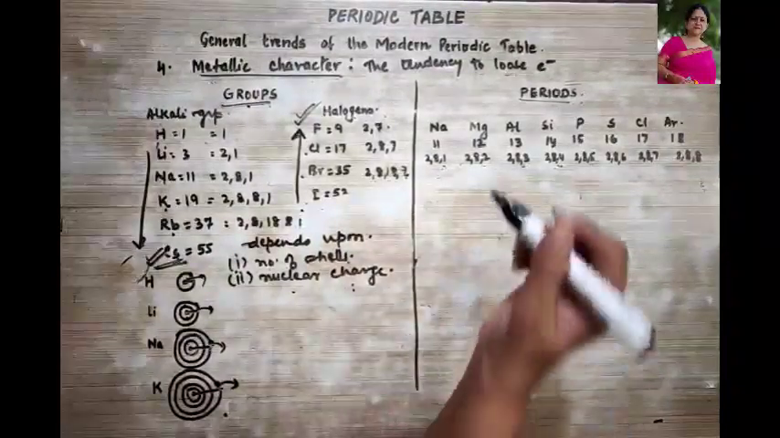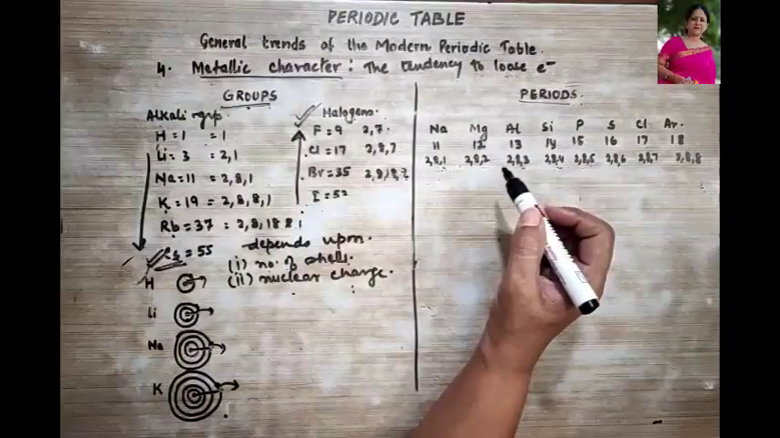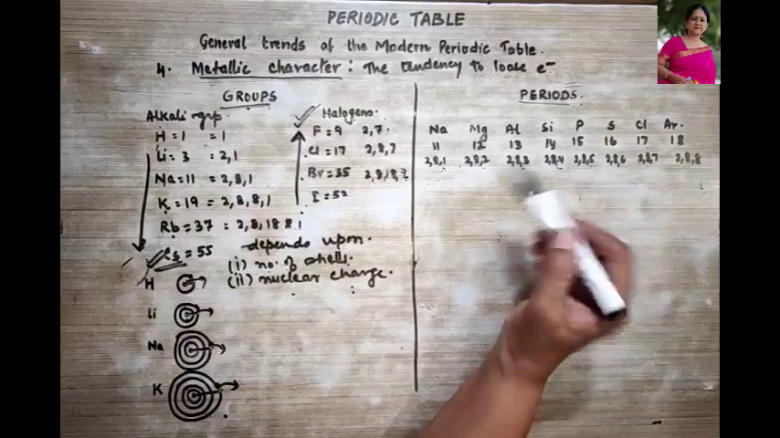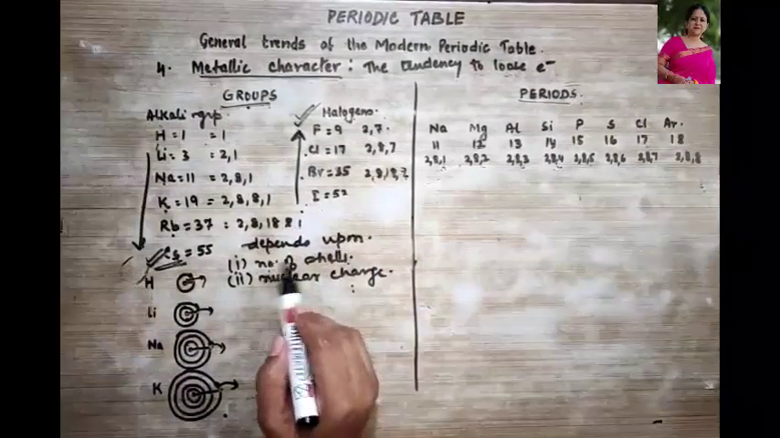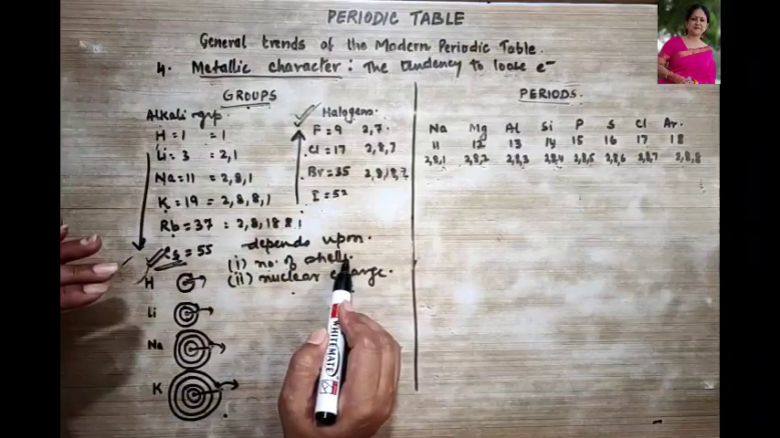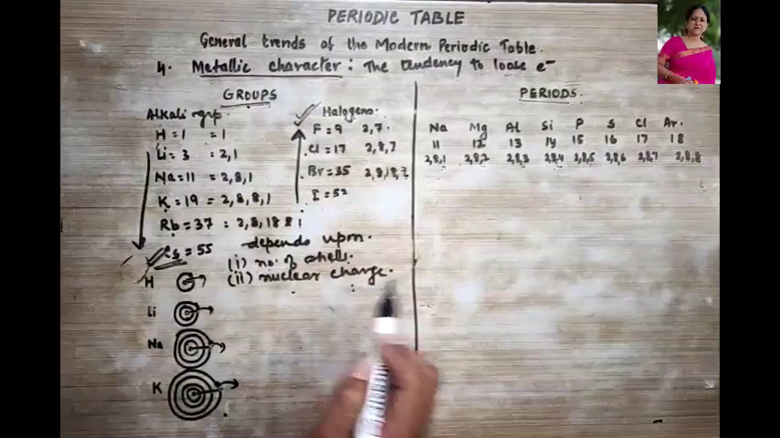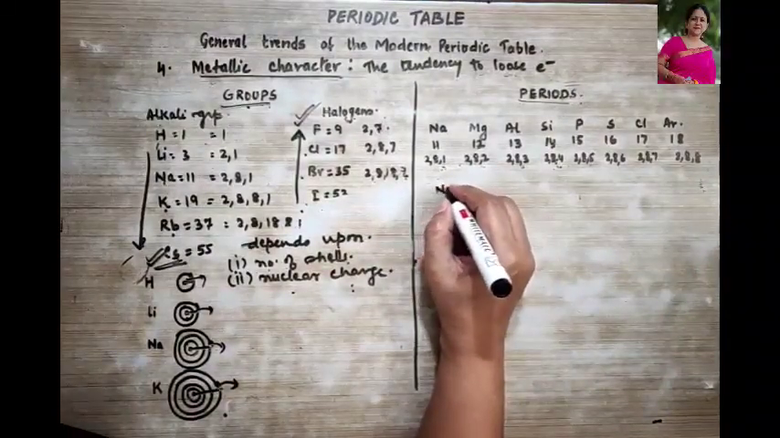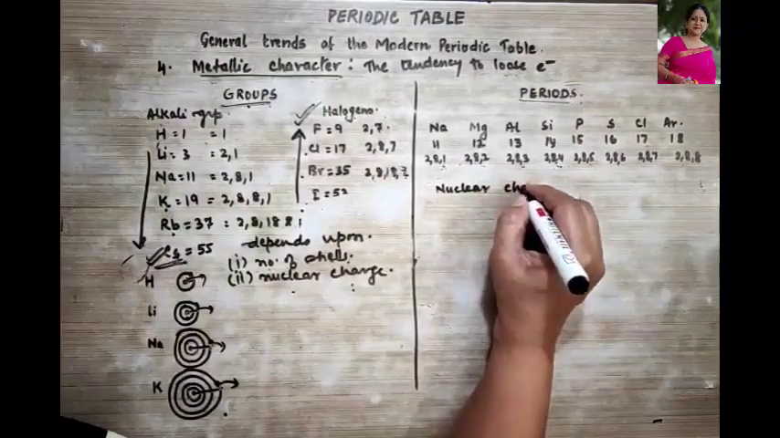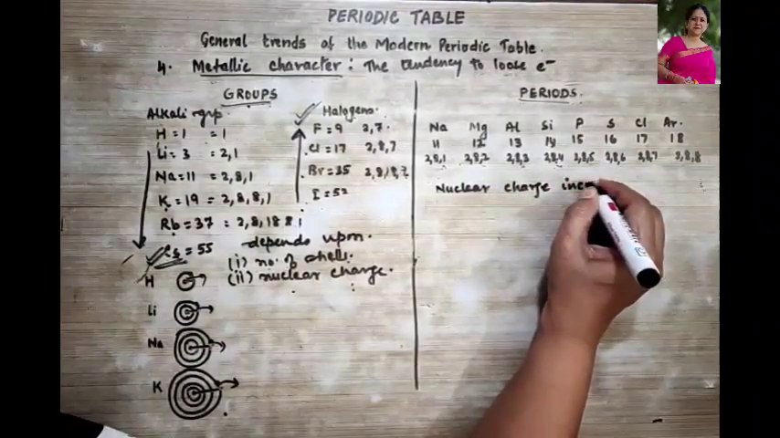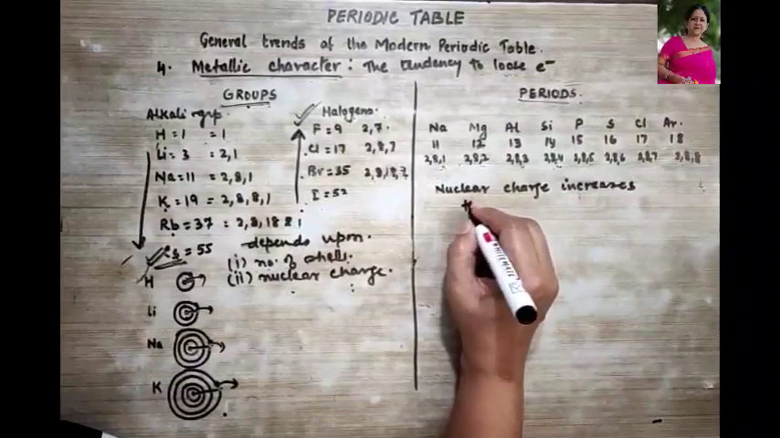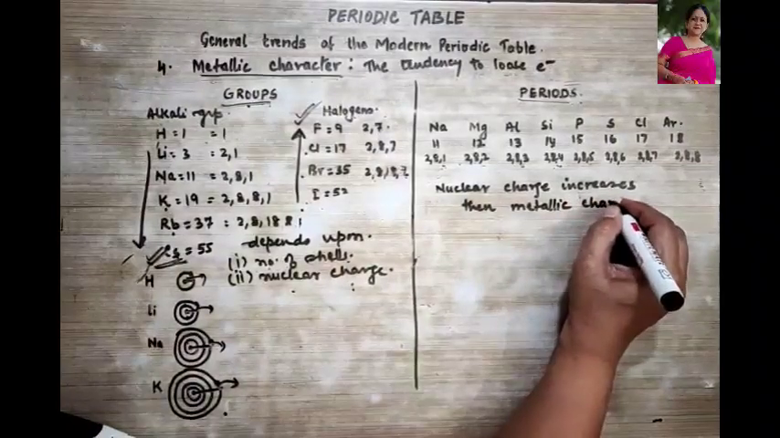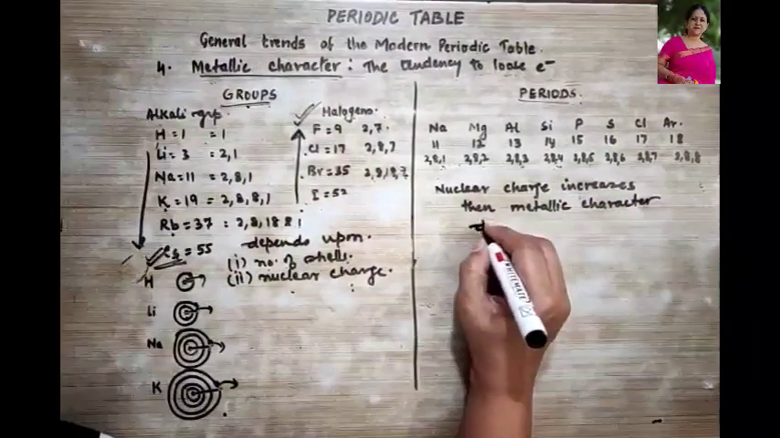Now let's talk about nuclear charge. What did I say? That over here in periods, the nuclear charge keeps on increasing. So if the number of shells increases, metallic character increases. If nuclear charge increases, then metallic character will decrease. Okay. So nuclear charge increases, then metallic character decreases.